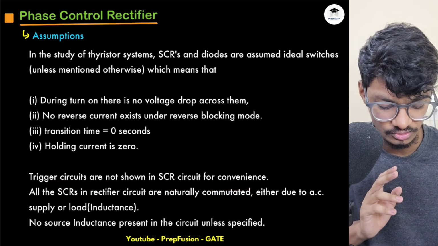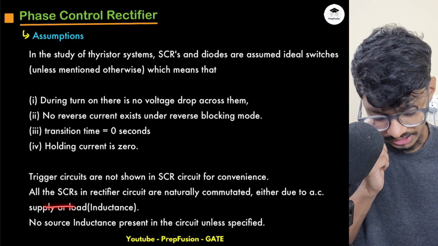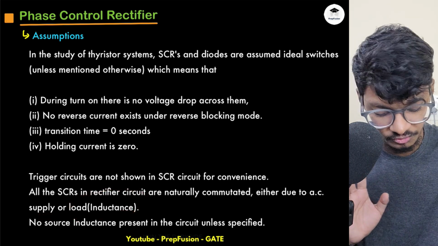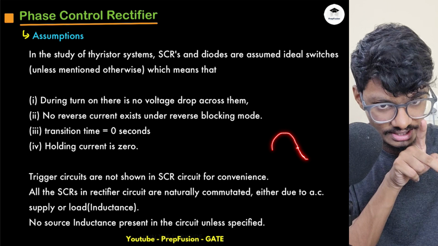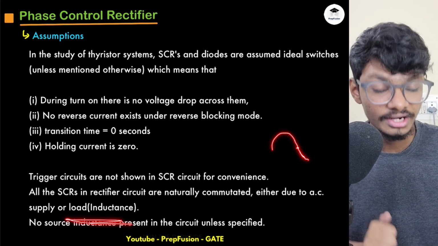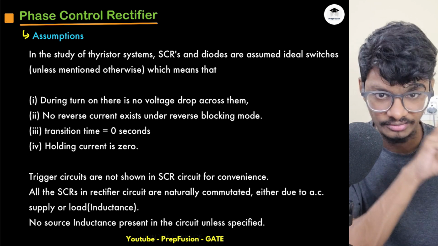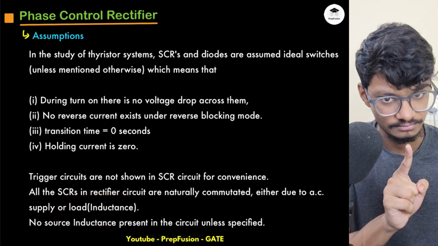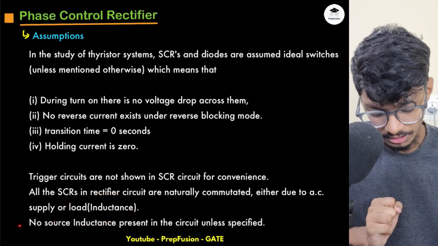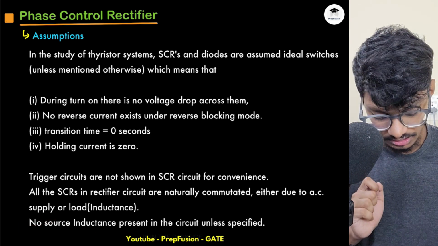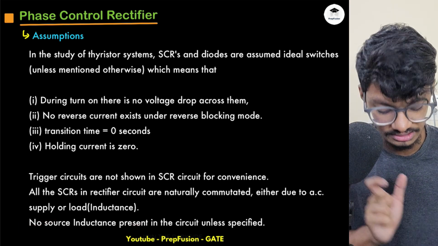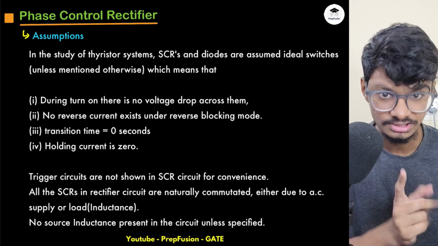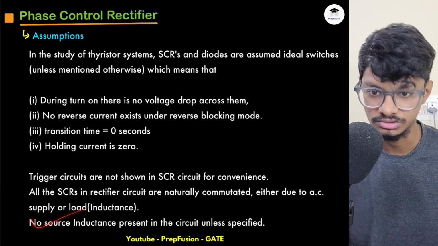So there is no trigger circuit; we just assume that it has been triggered at some angle alpha. All the SCRs in the rectifier circuit are naturally commutated, due to the AC supply or load inductance. For the AC supply, whenever the voltage passes through 0, the SCR gets naturally commutated and turns off. For load inductance, when we take an example, we'll understand how an inductor can actually turn off the SCR. No source inductance is present in the circuit unless specified. We will do a few problems with source inductance at the end, but before that we'll assume there is no source inductance in the supply.